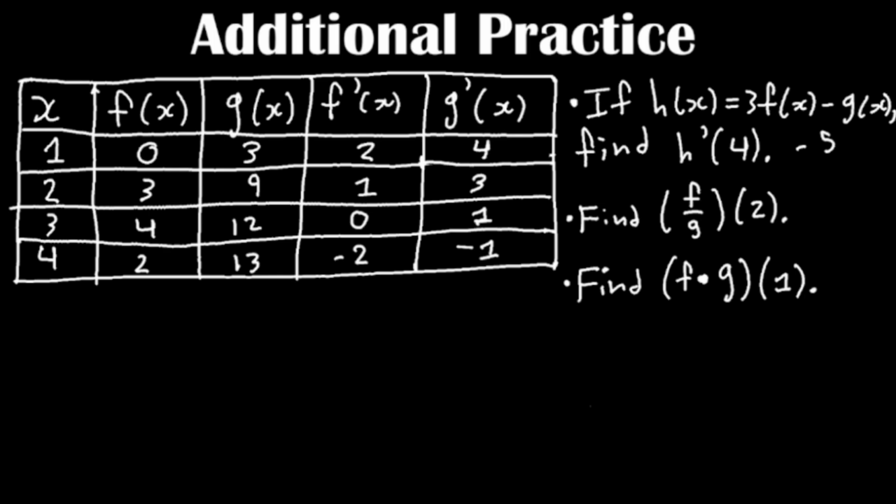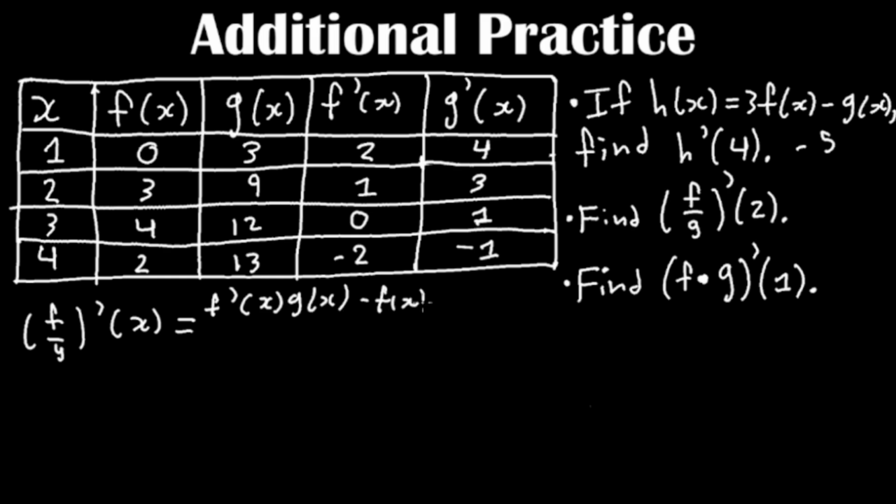Now for the second part. F over g, oh, this is supposed to be prime. I apologize. F over g prime of 2. Well, let's first just write out the general formula for f over g prime of x. Remember, that's f prime times g. So f prime of x times g of x minus f of x times g prime of x, whole thing divided by g of x squared.